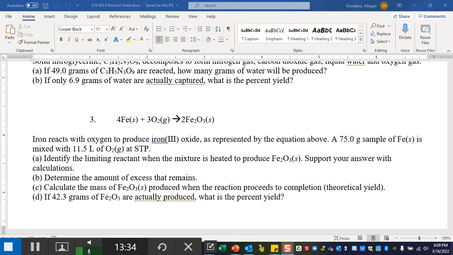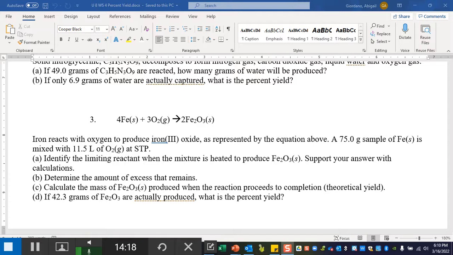So we have a reaction given to us in number 3, and I do see coefficients. So guys, you may safely assume that it is balanced. And the problem says a 75-gram sample of iron is mixed with 11.5 liters of oxygen at STP. Letters A and B should look really familiar to you, because these are topics we have already covered. Letter A wants you to identify the limiting reactant, and letter B wants you to determine the amount of excess reactant that remains.